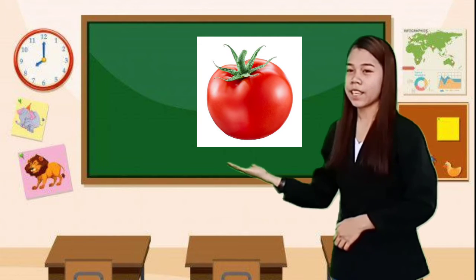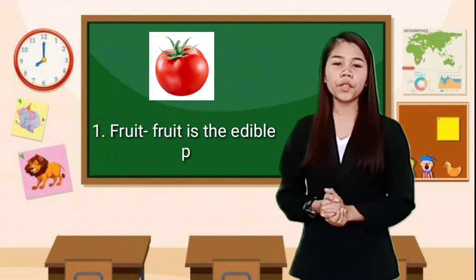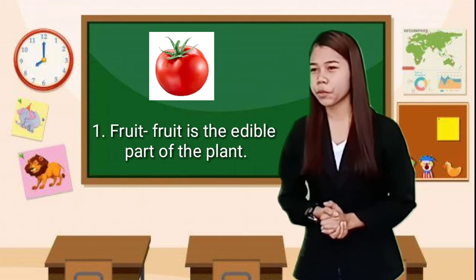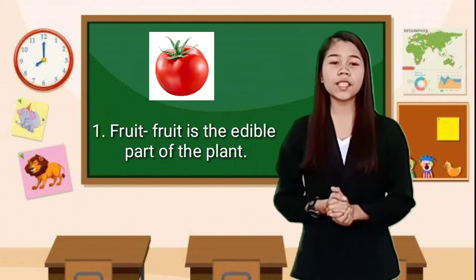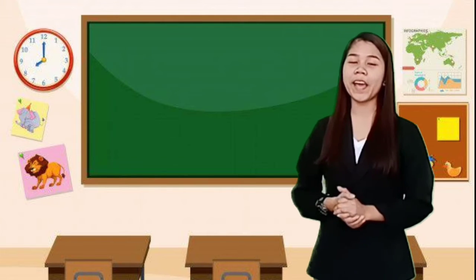Tomato plant. Yes, this is a fruit. Fruit is the edible part of the plant. Again, what is fruit, class? Fruit is the edible part of the plant. Okay, number 2.